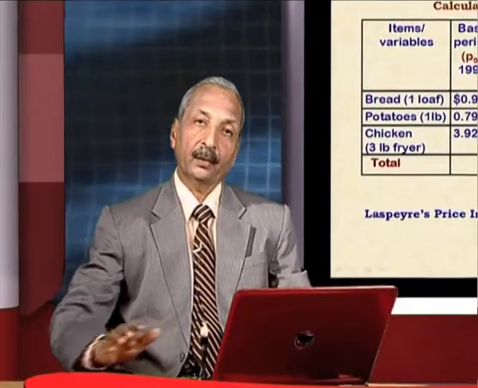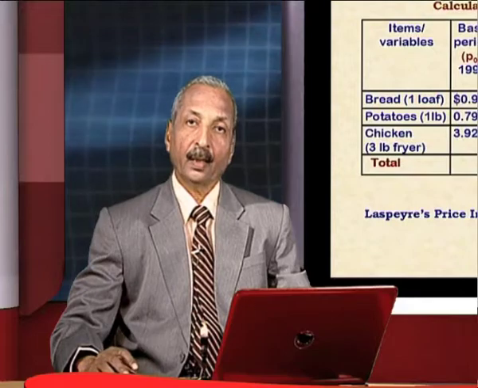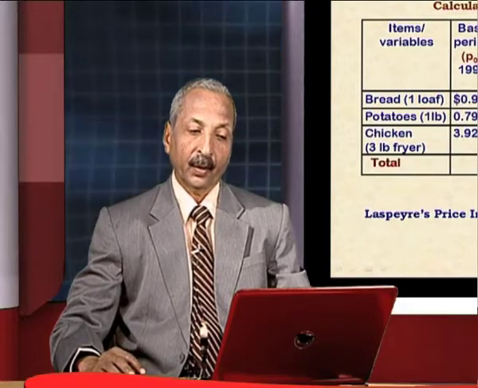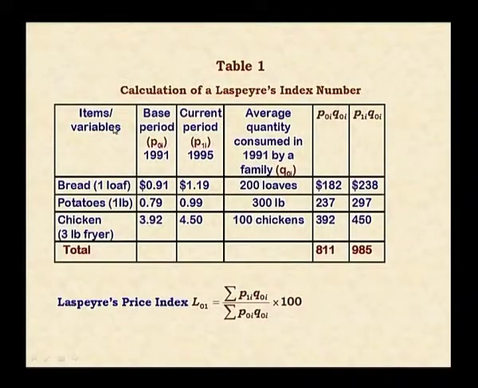Now, let us see how these index numbers are being computed, and look at this example. In this table, in the first column, the items or the variable names are given like bread, potato, chicken, and the prices of these items are given in the year 1991 and of 1995. The prices in the base year and the current year are given in dollars and in the units which are mentioned in the brackets here.